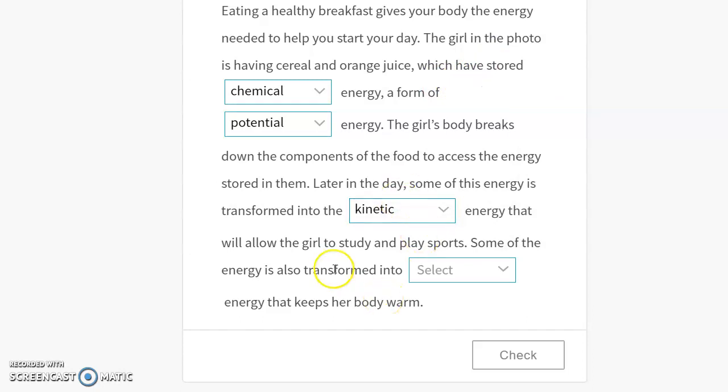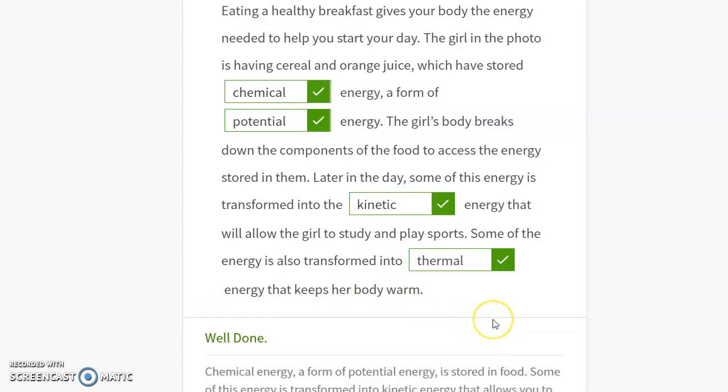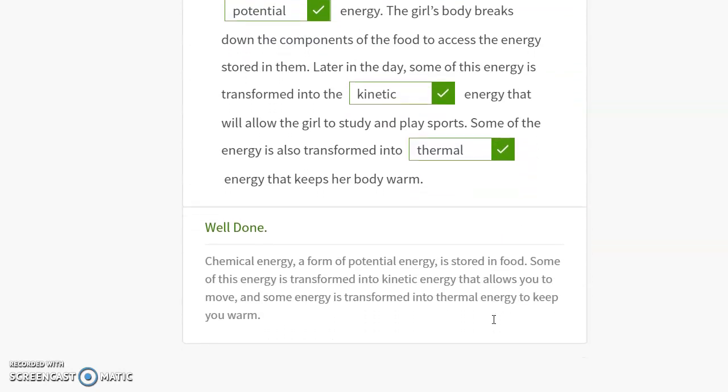That kinetic energy will allow her to study and play sports. Some of the energy is also transformed into thermal energy that keeps her body warm. All right, we know that's thermal because they say it keeps her body warm.